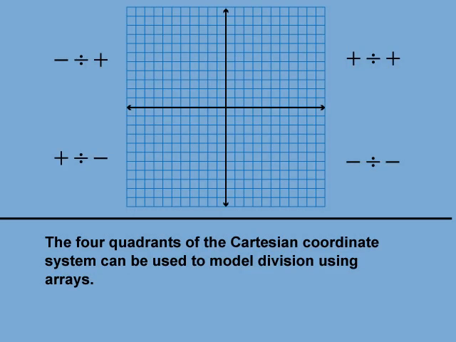The 4 quadrants of the Cartesian coordinate system can be used to model division using arrays. Let's start by creating an 8 by 1 rectangle along the negative x-axis and positive y-axis, as shown. We want to divide this into 2 equal parts. This array shows -8 divided by 2. The location of this array in quadrant 2 shows that the result is -4. We can generalize this to say that a negative divided by a positive is negative. Let's look at another example.